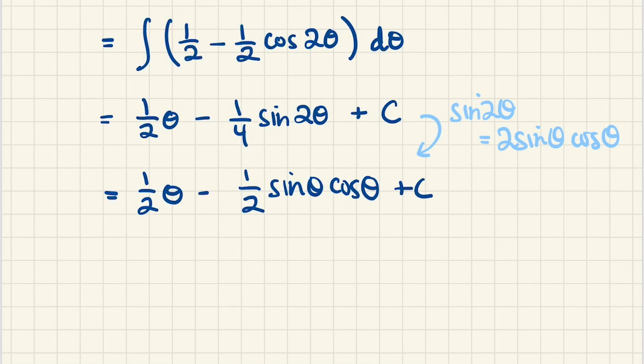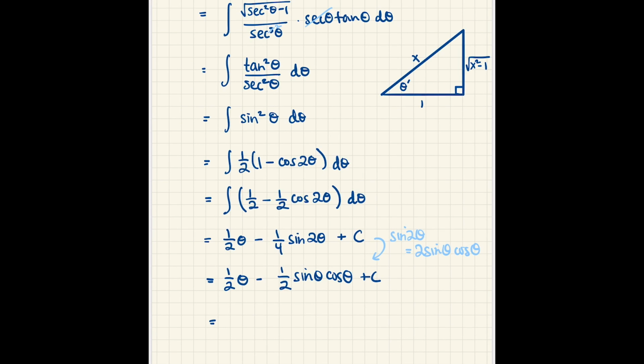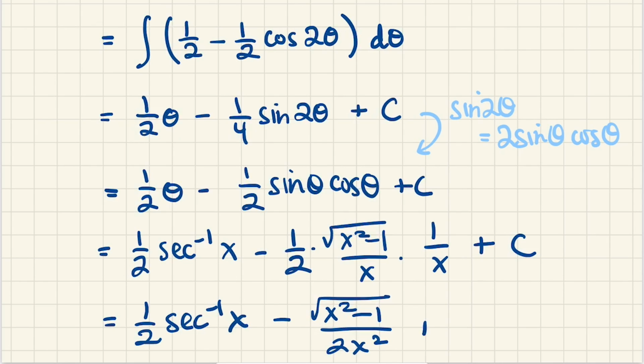Now we have all these trig functions in terms of simply theta, so we can pull their value off of the triangle. So 1/2 of theta. Well, theta itself is inverse secant of x. So this is going to be 1/2 inverse secant of x minus 1/2 sine of theta. So sine of theta, opposite over hypotenuse, times cosine of theta. Cosine of theta is 1 over x, adjacent over hypotenuse. We can clean it up a little bit. We get 1/2 inverse secant of x minus radical x squared minus 1 over 2x squared plus our constant.